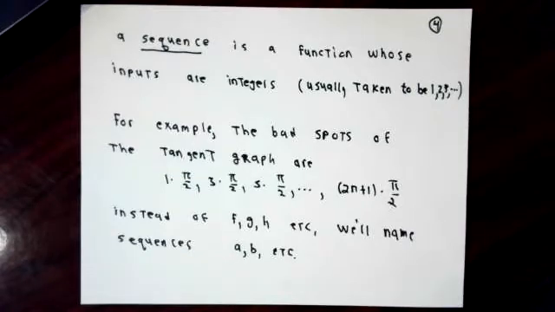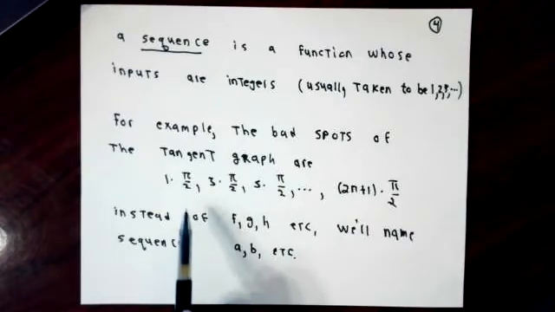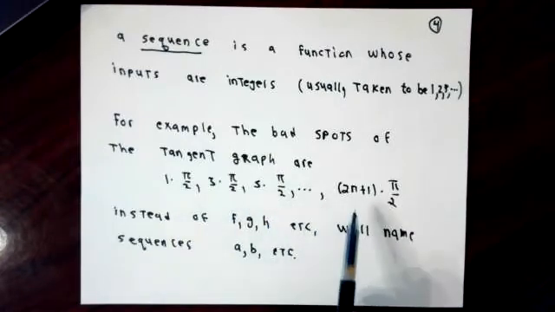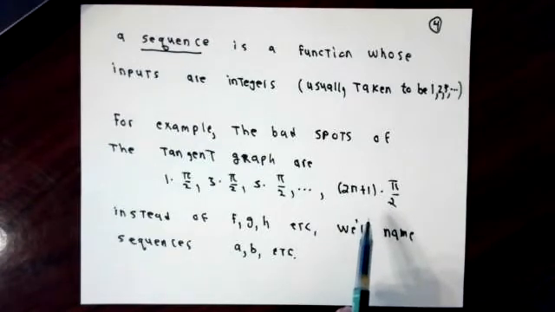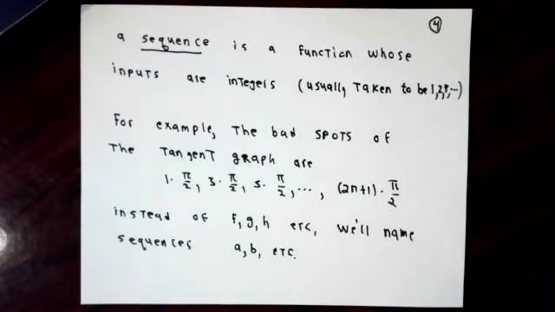For example, the bad spots on the graph of the tangent function that we just looked at form a sequence of numbers. In general, you could think of it as 2n plus 1 times pi over 2. For this kind of work, instead of calling our functions, which are these sequence things, f or g or h or so on, usually we call our sequences a or b or c or some such letter. This isn't an iron rule. You can name a function anything you feel like naming it.